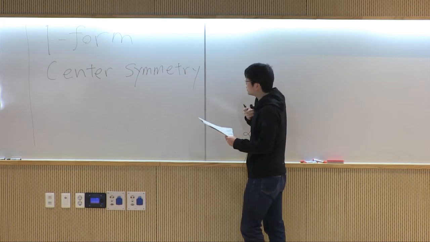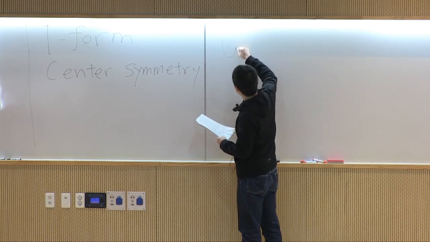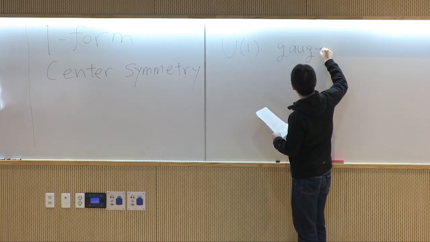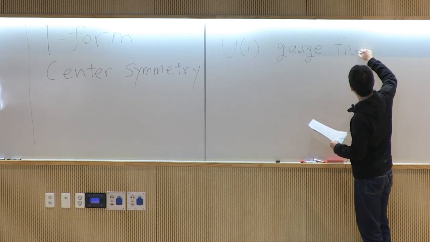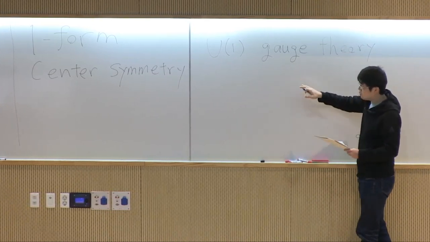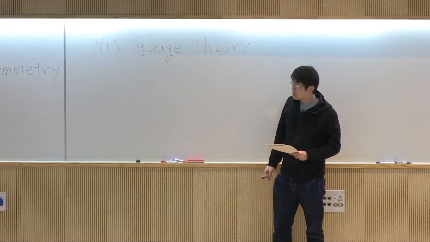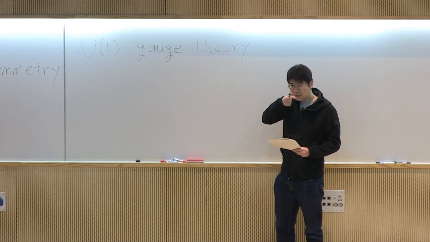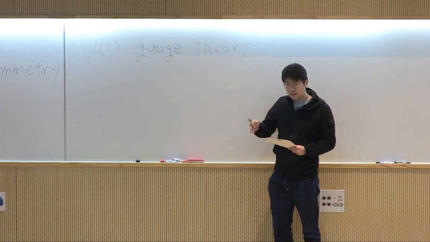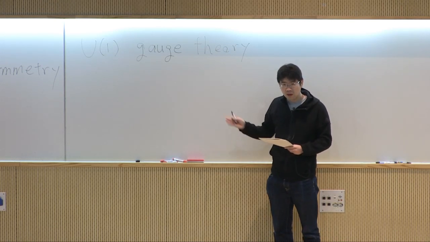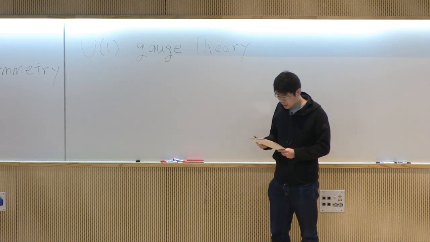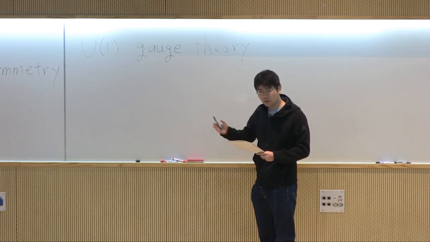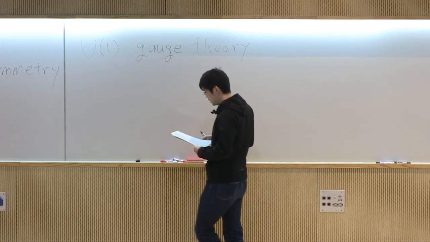I start from discussing U(1) gauge theory. I discuss it because, first of all, this is very simple. In particular, I start from just the free Maxwell theory. That is very simple, and we can discuss one-form symmetries very explicitly. Also, this case of U(1) gauge theory is relevant for non-abelian gauge theories.